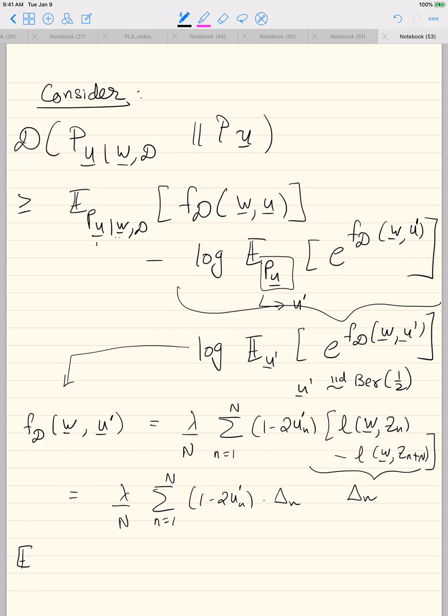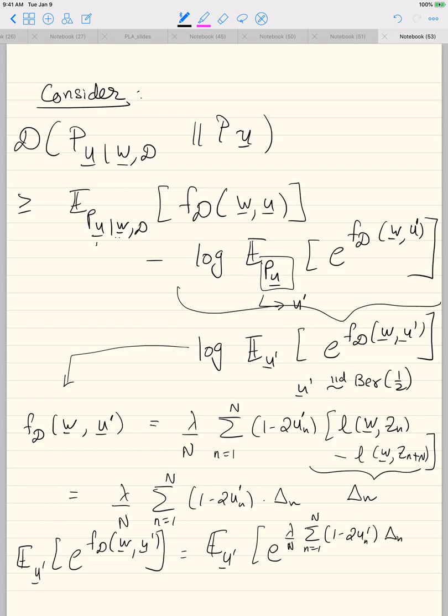So if I look at the expected value over u prime of e to the f d of w and u prime, this is expected value over u prime e to the, what do we get? Lambda by n, summation of n going from 1 to n. Okay. So here u prime of n is IID Bernoulli half, and it is independent of all the delta n's.